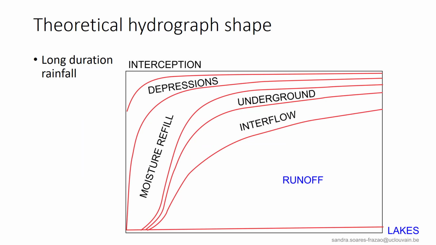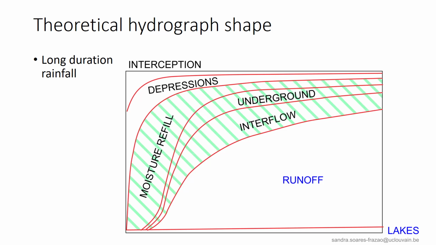Another representation of the fate of rainwater is the one illustrated here, where the different parts of the rain volume are detailed according to their destination. The hatched zone here covers the different forms of infiltration. The moisture refill, when the air present in the pores of dry soil is replaced by water.